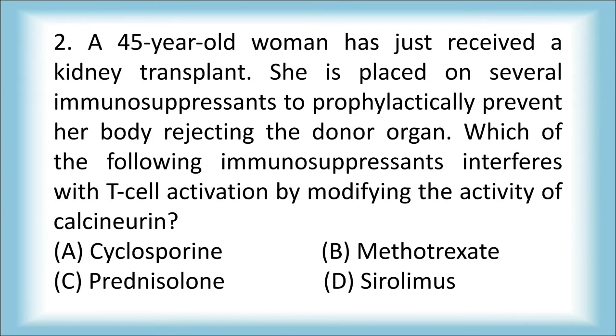Second question: a 45-year-old woman has just received a kidney transplant. She is placed on several immunosuppressants to prophylactically prevent her body rejecting the donor organ. Which of the following immunosuppressants interferes with T-cell activation by modifying the activity of calcineurin? Option A cyclosporin, option B methotrexate, option C prednisolone and option D sirolimus.